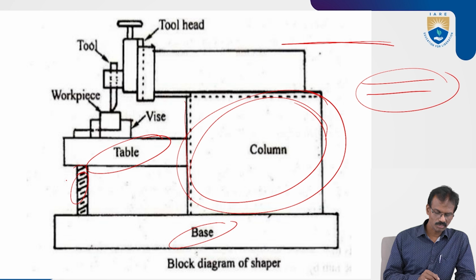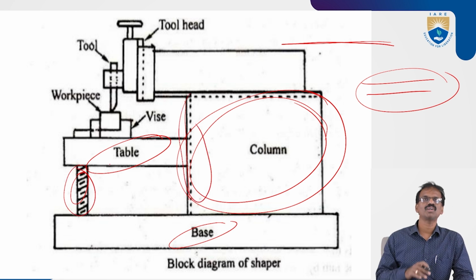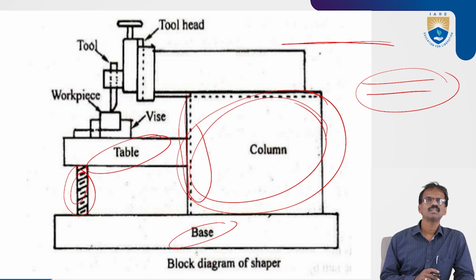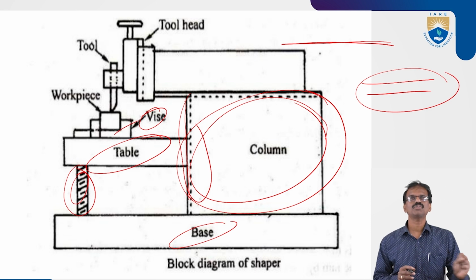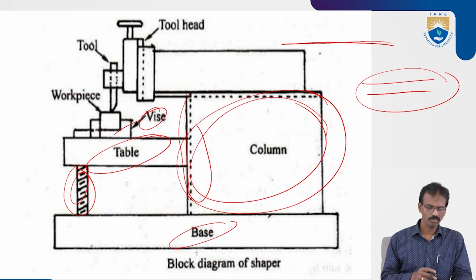So by using this supporting key and the guideways, the table moves in upward and downward direction. On this table, there is a vice to hold the workpiece. We can fix the workpiece and hold it. In this way, we can move it.